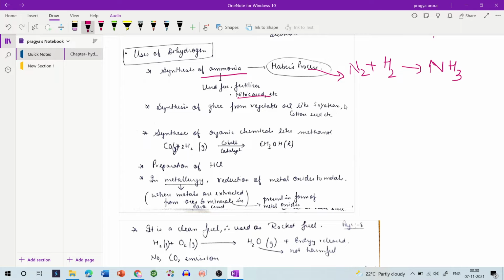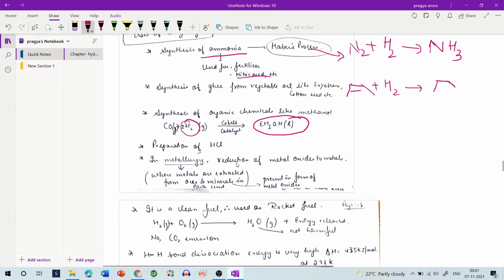And we use hydrogen in the conversion of unsaturated organic compounds to saturated ones, that is the formation of ghee from vegetable oil. We can also generate chemicals like methanol by using hydrogen as our starting material. So these are some of the uses of hydrogen.